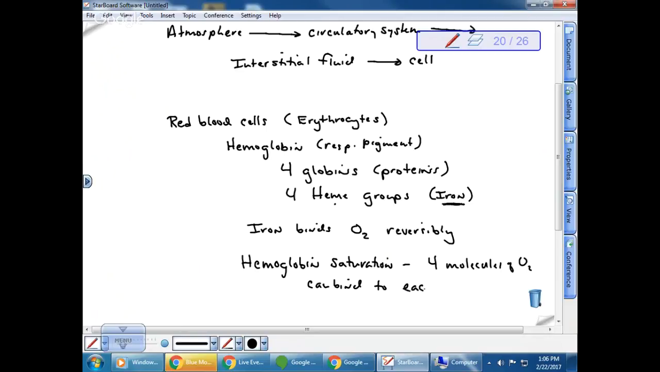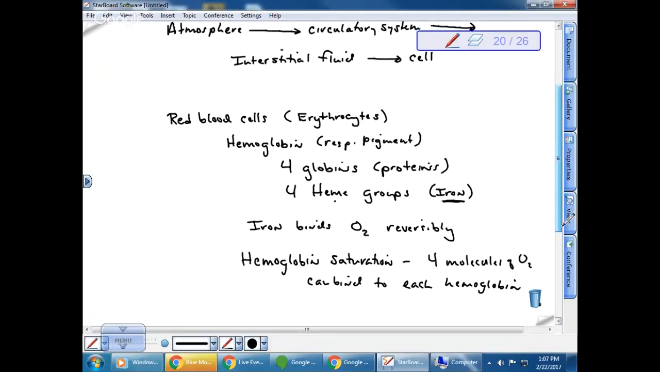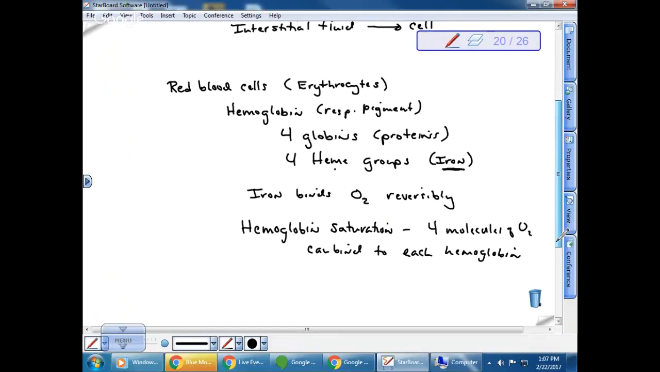Each hemoglobin molecule. So if it is 100% saturated, that means that all of those binding sites have oxygen bound to them. If it's only 50%, that means that 50% of the sites, right? So we can talk about saturation and hemoglobin, okay? So if it's 100%, that means it has all 4 molecules attached to it.